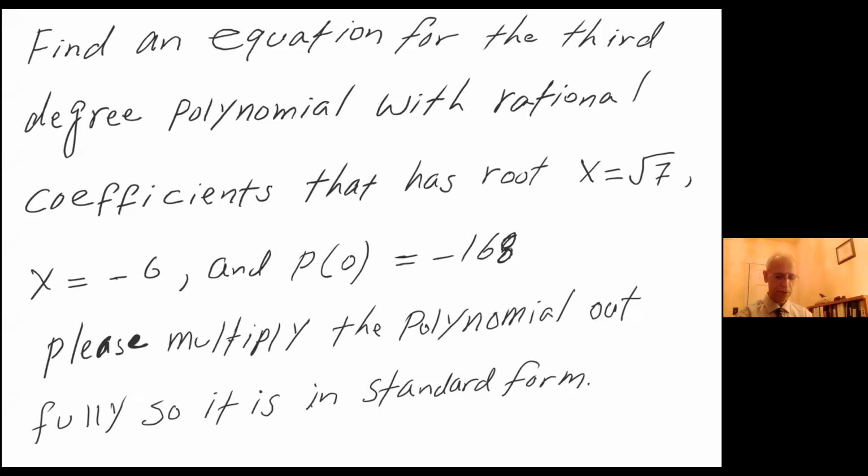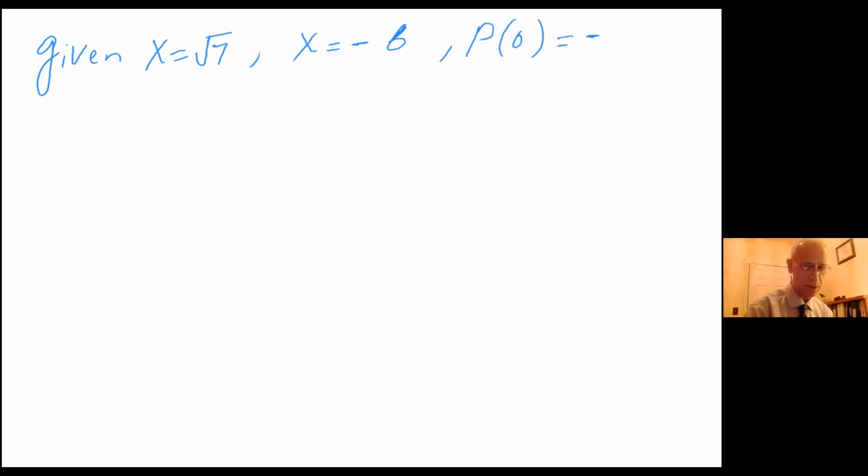And the standard form, of course, means that p of x equals ax to the third plus bx to the second plus cx plus d. So for a third-degree polynomial, that is the standard form. Let's go to the next page. We are given x equal to root 7, x equal -6, and y-intercept, or p of 0, equals -168.